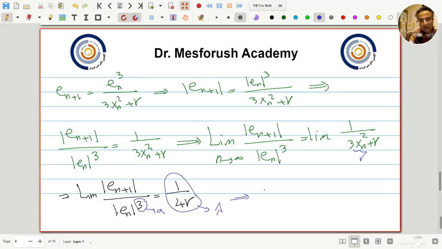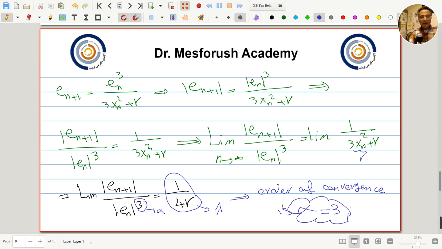So it gives that the order of convergence is alpha equal to 3. And what this says is that this sequence goes to the square root of r with order 3, and it will be very, very fast.